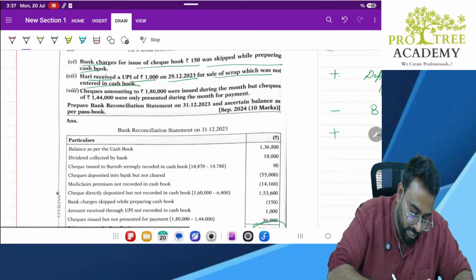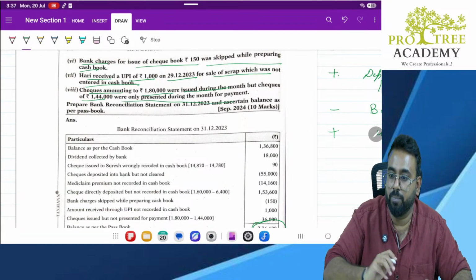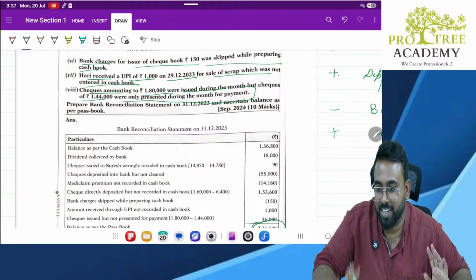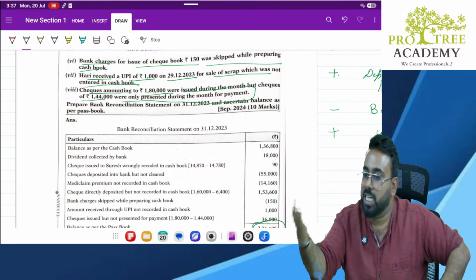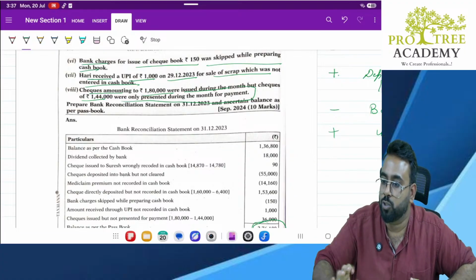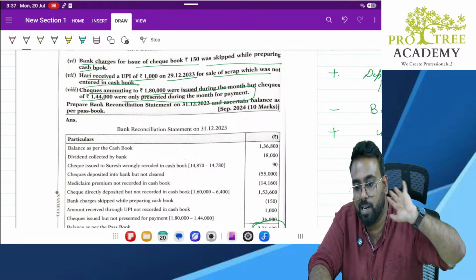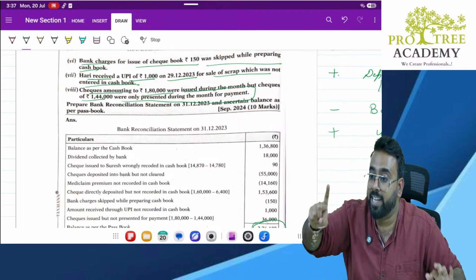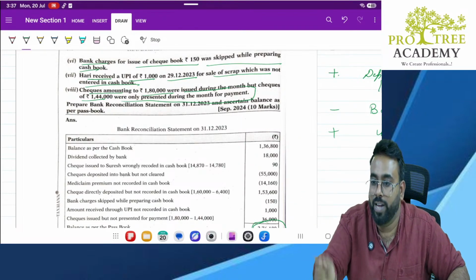Next, checks amounting to 1,80,000 were issued during the month, but checks of 1,44,000 were only presented during the month for payment. Now again one confusion here, correct? Here you will fail. Sir, simple sir. When I issue the check, I will record it in my cash book. So how much would I have recorded? 1,80,000 I would have recorded completely as payment. But how much is getting recorded in the bank? Only 1,44,000. So should I correct it?